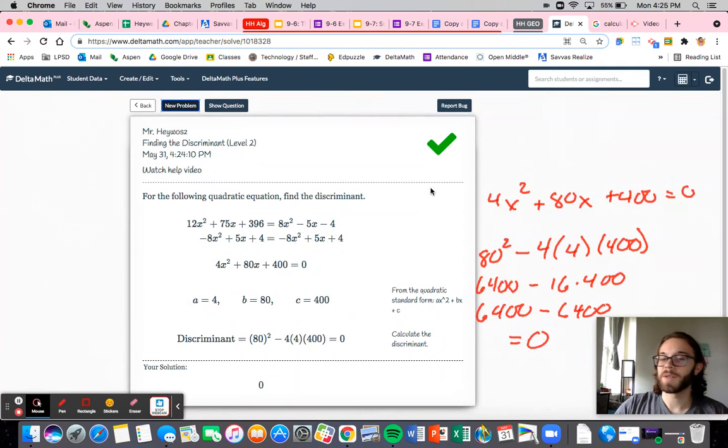And so anyway, you're going to go through that process when you're trying to find the discriminant. It'll help you out with giving a gauge on how things are going to look.